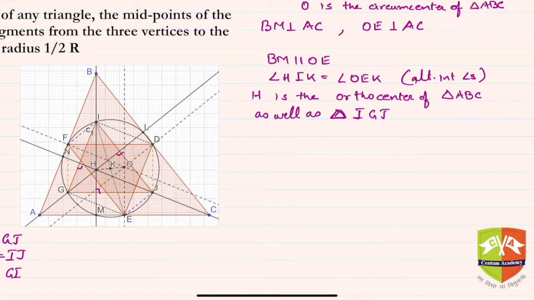This one all are 90 degrees. Why? Because GJ was parallel to AC and this is 90. This is also 90 and this is also 90. So hence H happens to be the orthocenter of both ABC as well as IGJ.